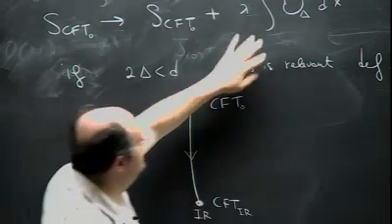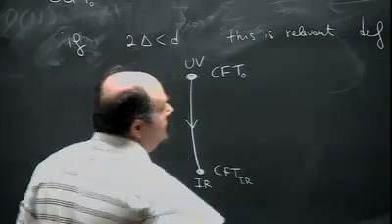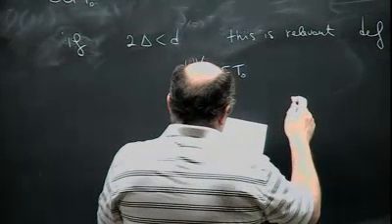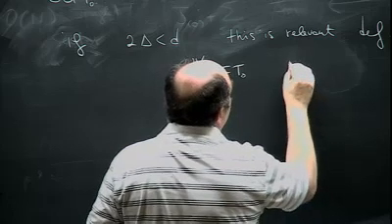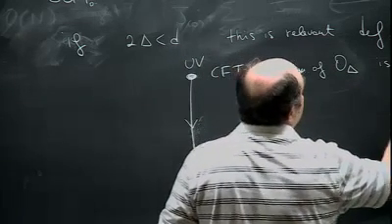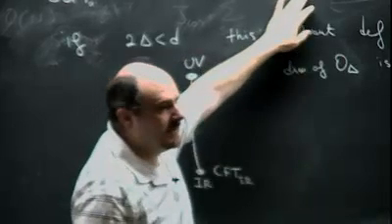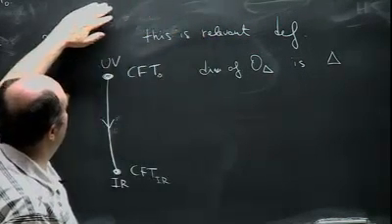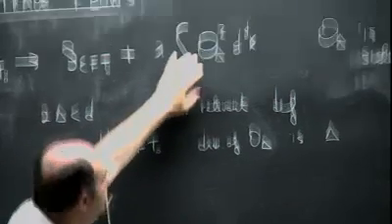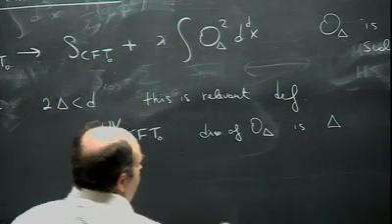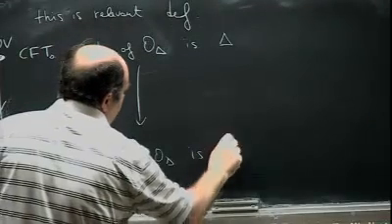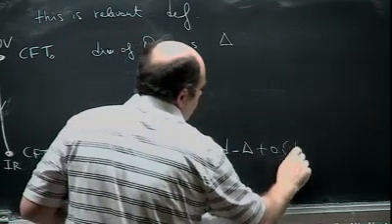There is a flow triggered by this, and the general result that you can derive from large N techniques, very similar to what I did in this specific example, is that the dimension of O delta here in the UV is delta. So this delta just denotes the dimension of the perturbing operator, which is of course present in this CFT, and you perturb it by adding the square of it. And when you flow down, the dimension of O delta is now d minus delta plus 1 over N corrections.